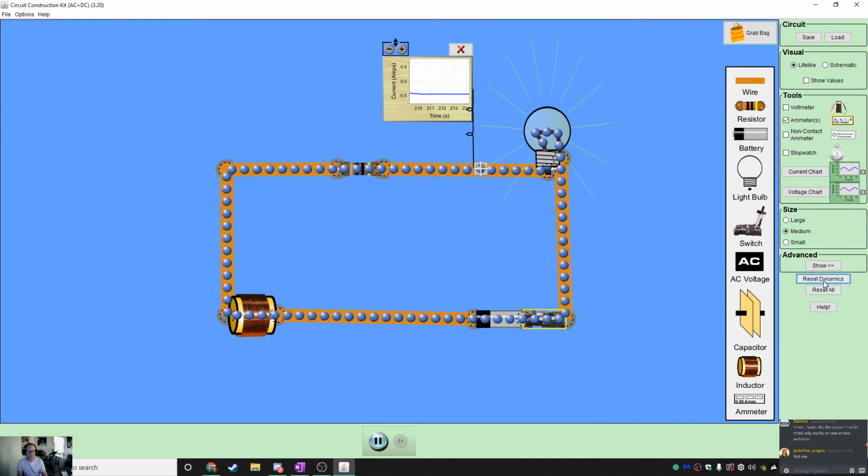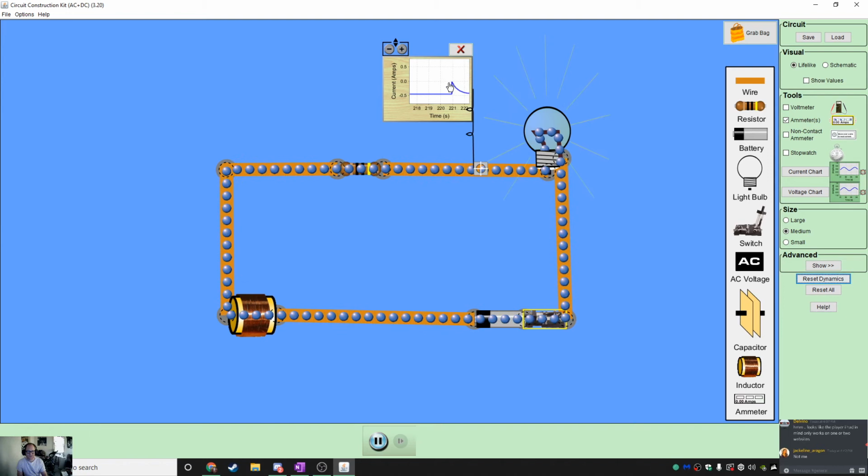I'm just going to click reset dynamics each time so you can see what's happening. The current starts off at 0, goes back to 0, and it just slowly reaches the maximum value. I guess this is the maximum value we're going to get out of this here, right? It does not instantaneously happen. Now, let's see if I'm wrong about this. Let's open this. Let's reset dynamics.